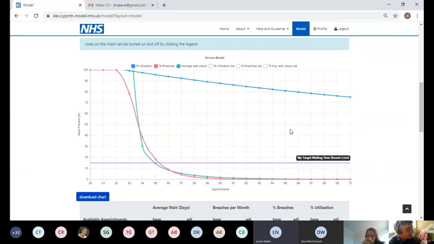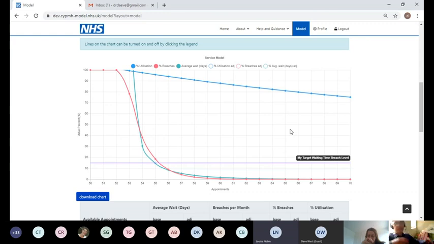So if your average is 6, but it varies between 5.5 and 6.5, there's a difference in the number of appointments that you might need compared to if your average is 6, but it varies between 2.5 and 10.5.